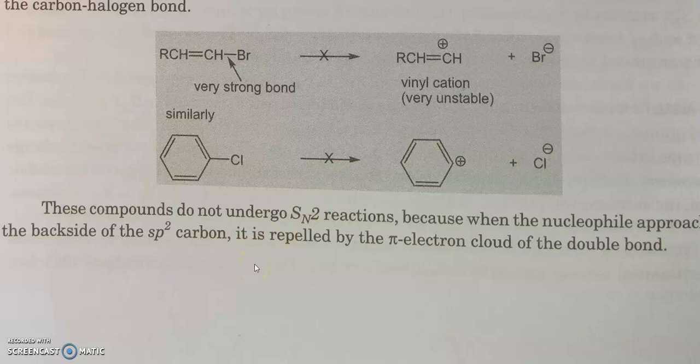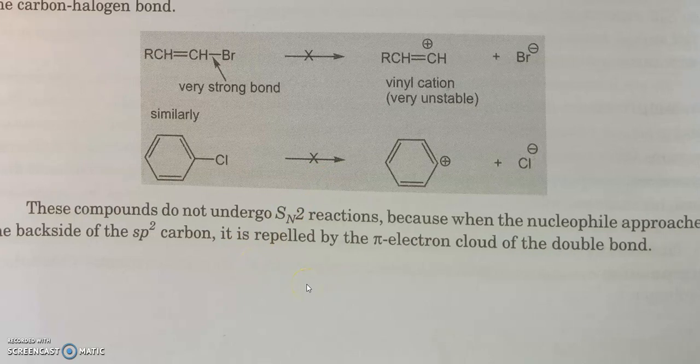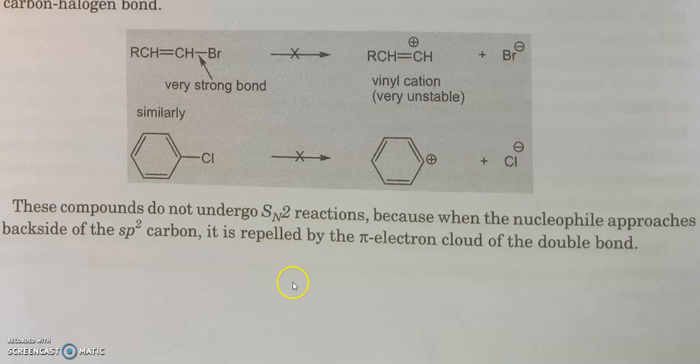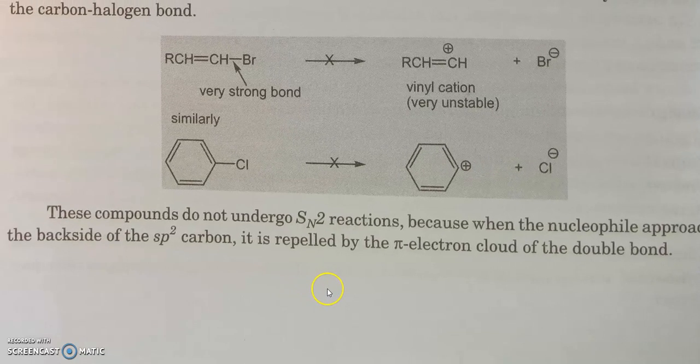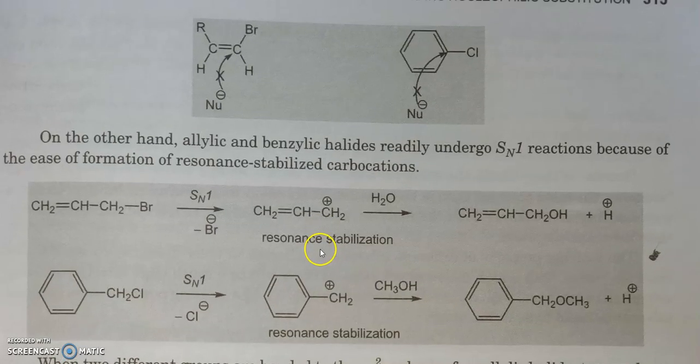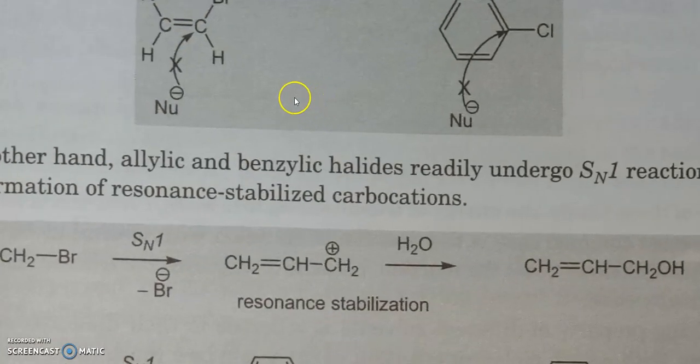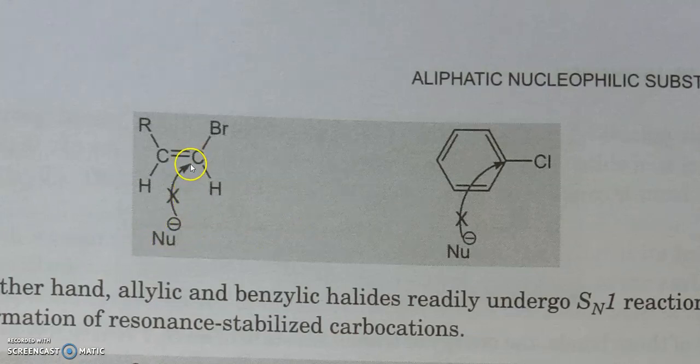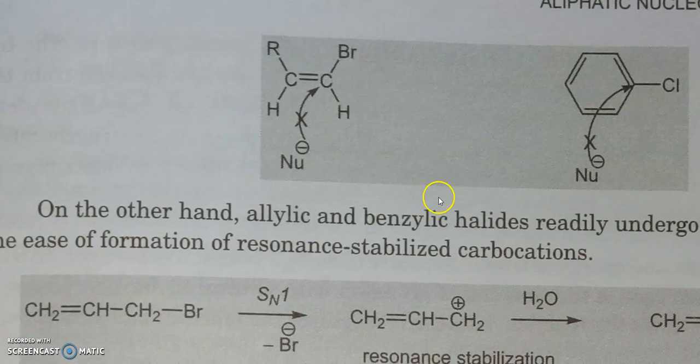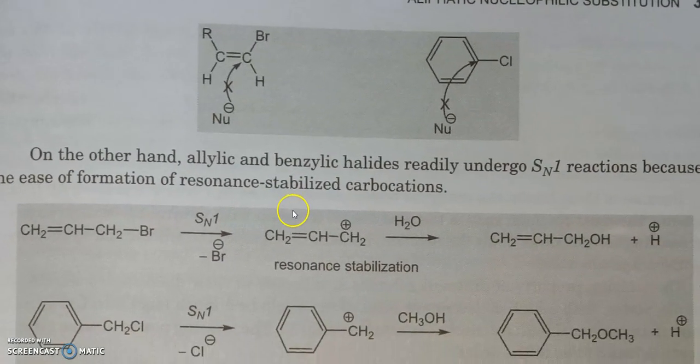Now, these compounds do not undergo SN2 reactions because when the nucleophile approaches the backside of the sp2 carbon, it is repelled by the pi electron cloud of the double bond. Friends, I will show you here. You can see this center: no possibility of attack by the nucleophile. So this position is also not possible.